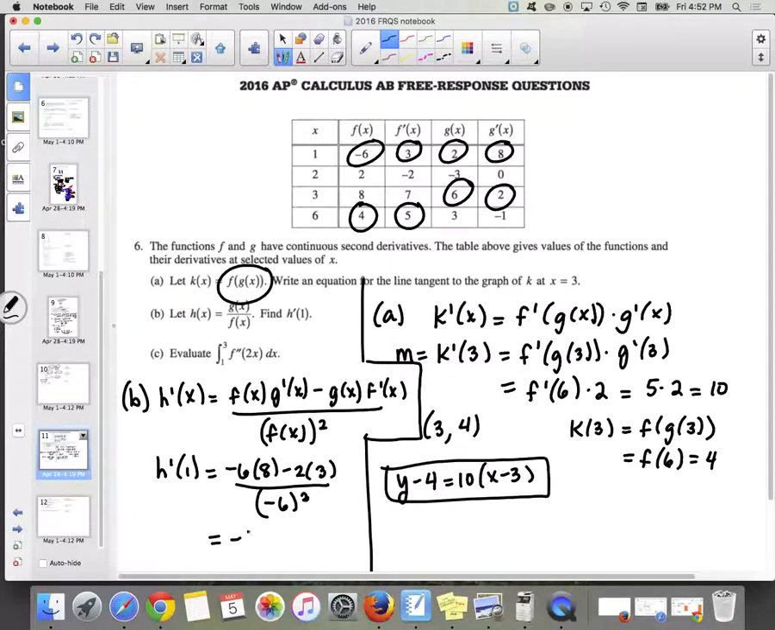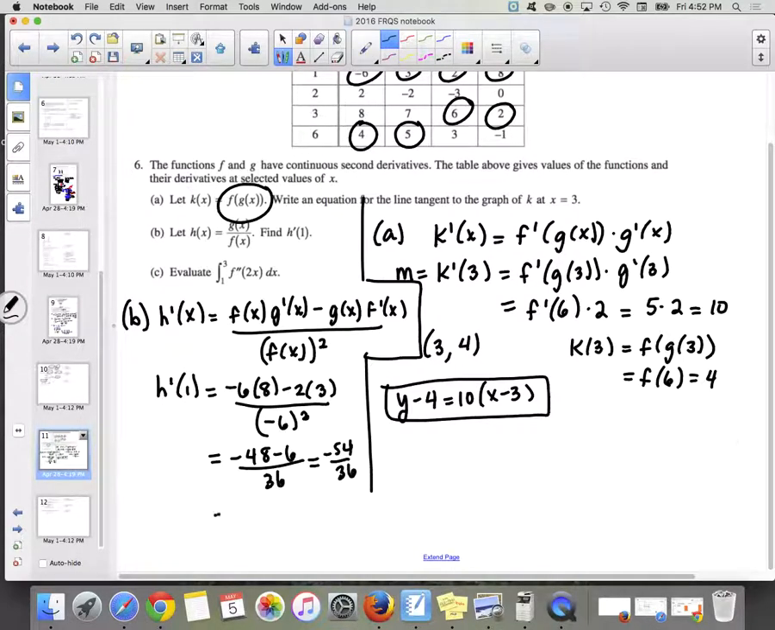So we're going to get negative 48 minus 6 all over 36. So we get negative 54 over 36, which reduces by 9. So divide by 9 on the top and bottom. So we get negative 6 over 4. So actually we can go by 18 actually. So negative 3 over 2 is the answer.